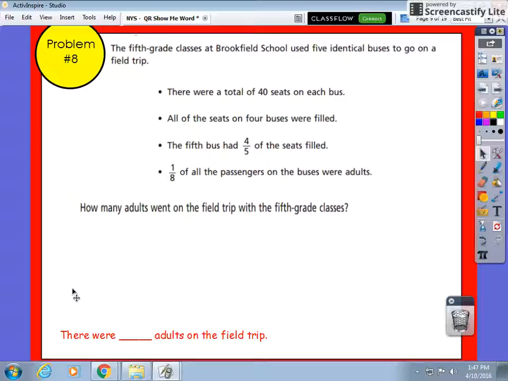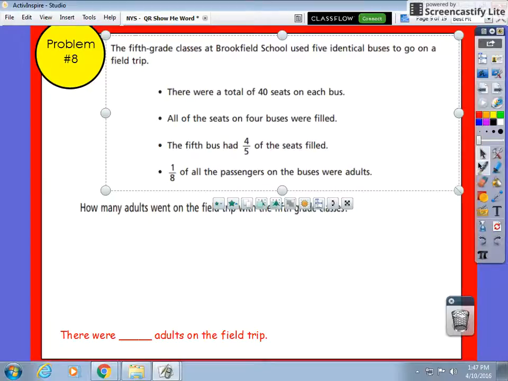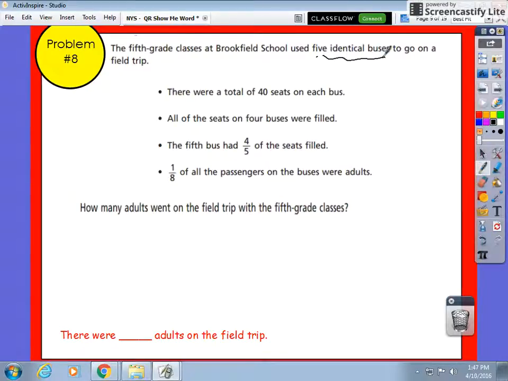Another thing that we know is that there were 5 buses, but not all of those buses were full. Only 4 buses were filled. And the fifth bus was partially filled with 4/5 filled. So we need to find out how many total people were on this trip first before we can figure out the 1/8 that are adults. So let's start off by finding out how many people were on the trip on those 4 full buses.